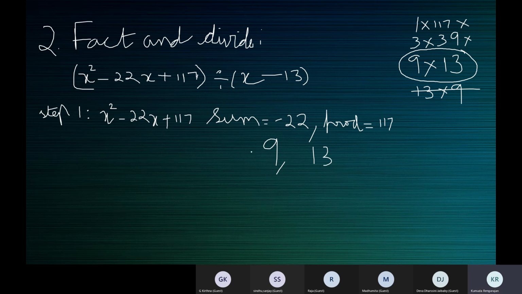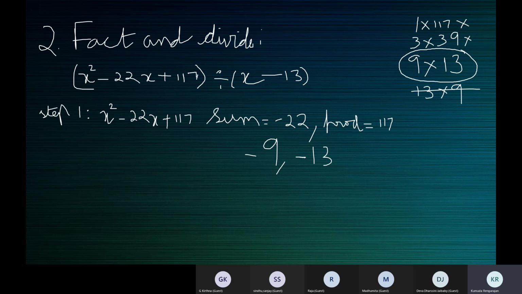Since the sum is negative, both will take a negative. The sum is negative and the product is positive. I've told you, fix a minus to both the numbers, plus to both the numbers, one plus the other minus. So like that, you write out all the 4 pairs and choose the correct pair. So minus 9 minus 13 will give you sum minus 22 and product plus 117.